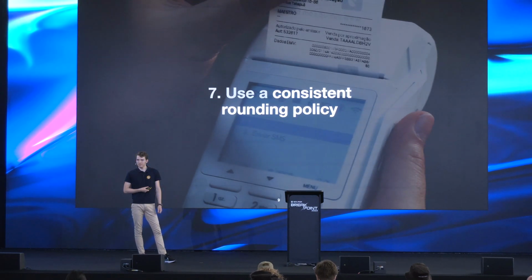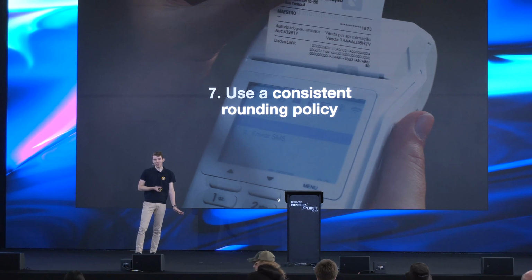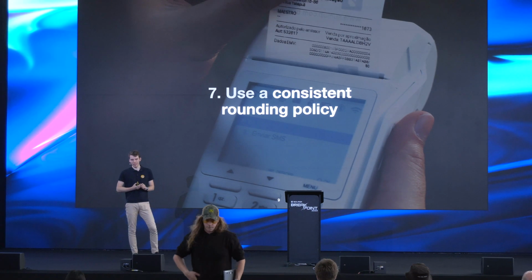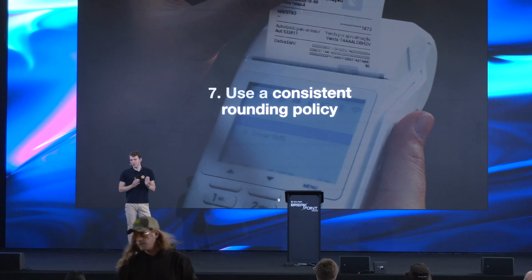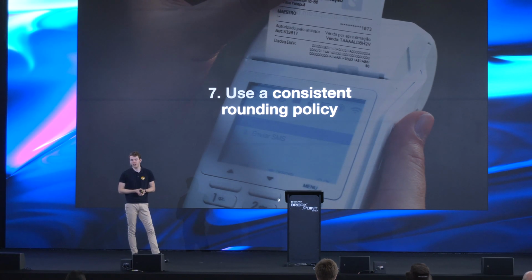I think number 7 is by far my favorite, because I think it's something very specific to Solana. And it's related to rounding. So basically, if you do not use a consistent rounding policy, there might be a discrepancy between rounding up and rounding down in one instance or another instance. And there could be a difference of 1, pretty much.